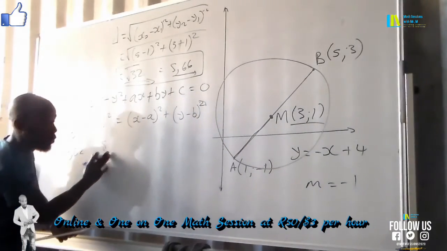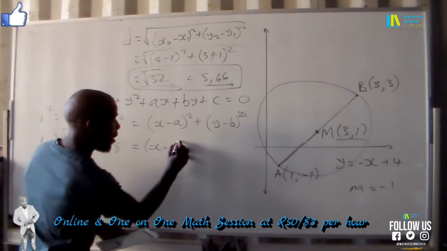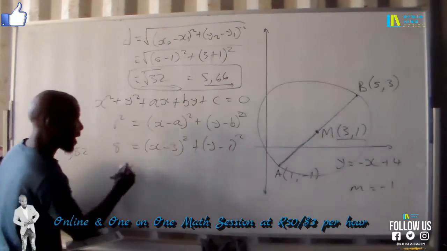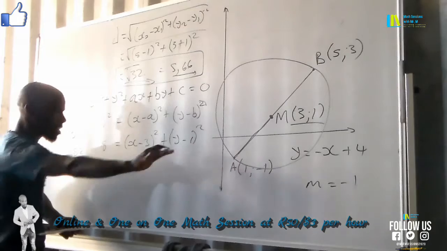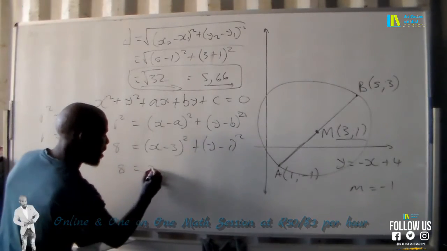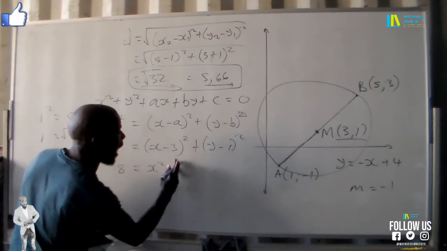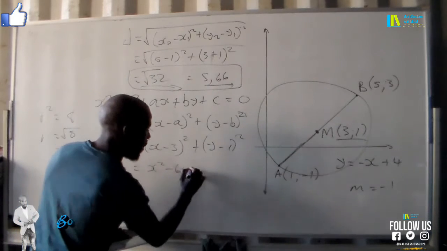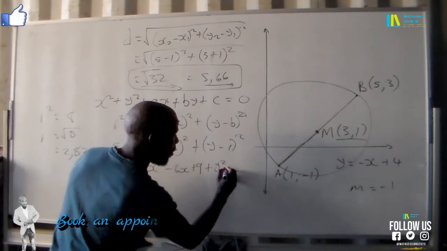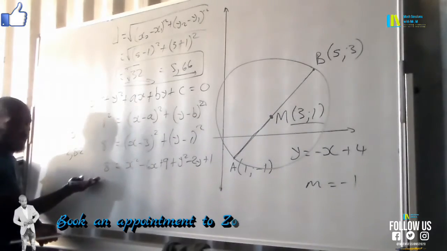So we have an r squared of 8 right here, and that is equal to x minus 3 squared plus y minus 1 squared. Then we work on this one. It's very simple on this point right here. So we say 8 is equal to, break this bracket, and that is x squared, minus 3x times 2, which is -6x, plus 9, plus y squared, in fact it's -2y, plus 1. So this is what we have right here.